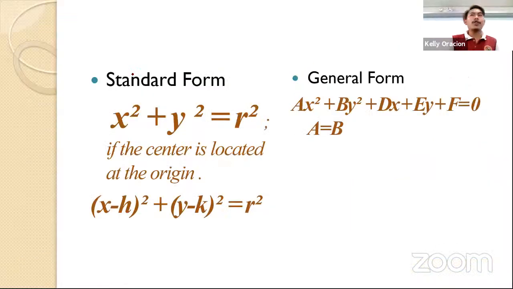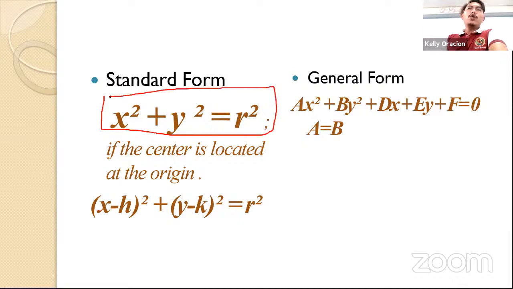Now, there are two equations of circle. There are two equations of circles, and we have the standard and general form. Standard and general form, or standard or general equation. Now, this is the standard form of the circle. Take note of this one. This is the standard form of the circle in which the center is located at the origin.